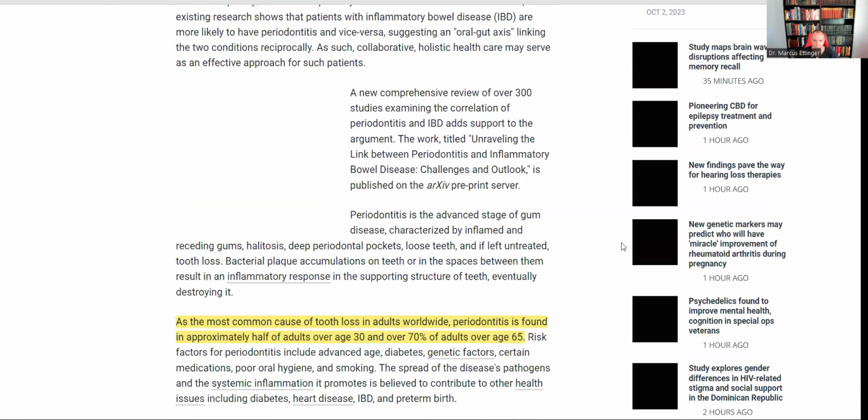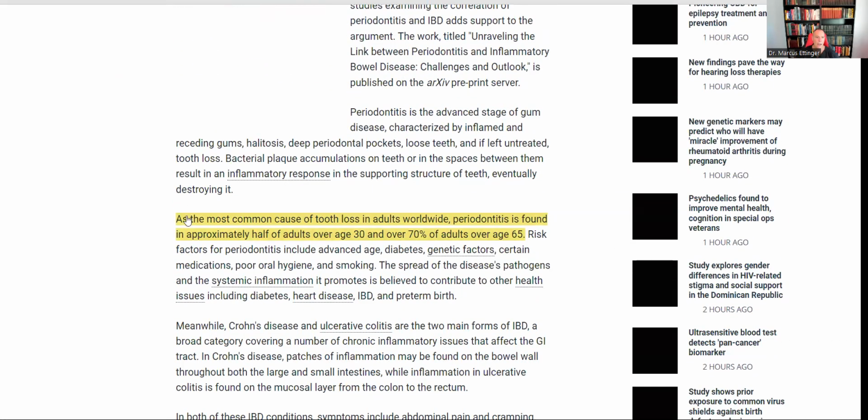And just to highlight how common this is, the most common cause of tooth loss in adults worldwide is periodontitis. It's found in approximately half of adults over the age of 30, and over 70% of adults over the age of 65. That's huge. This puts such a burden on the body that it increases the oxidative stress of the body, which leads to the senescent cells, which decreases the heteroplasmy rate. Everything is interconnected, okay?